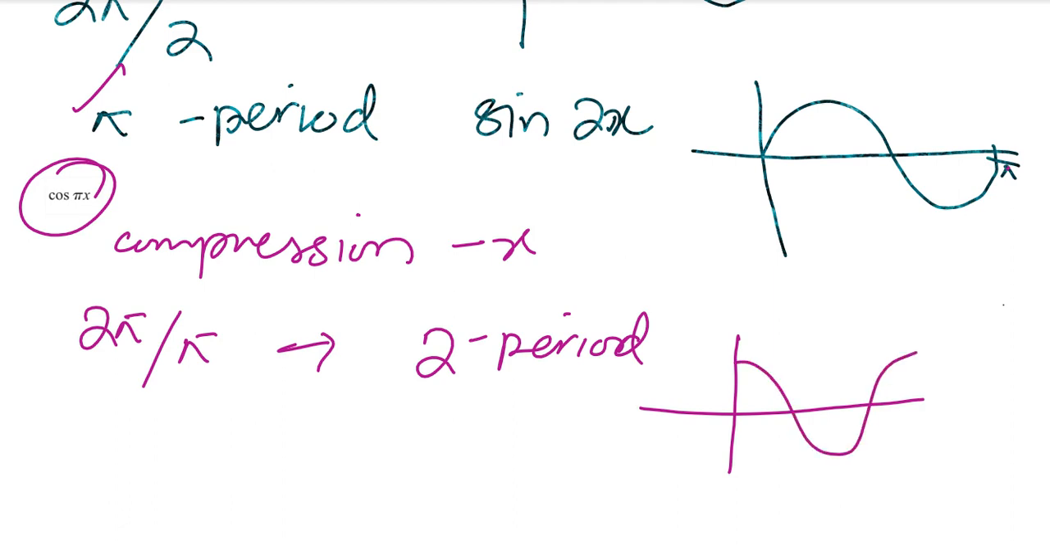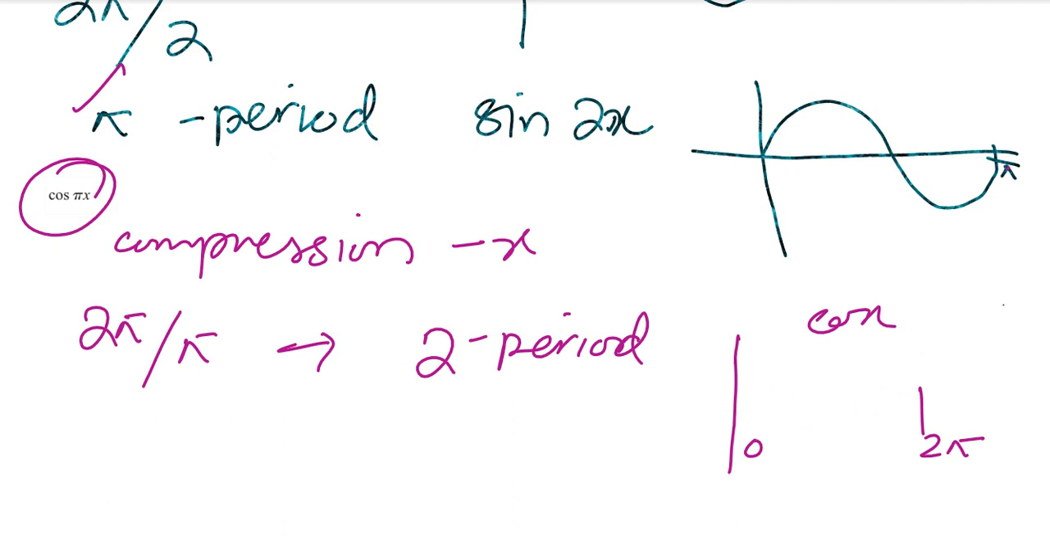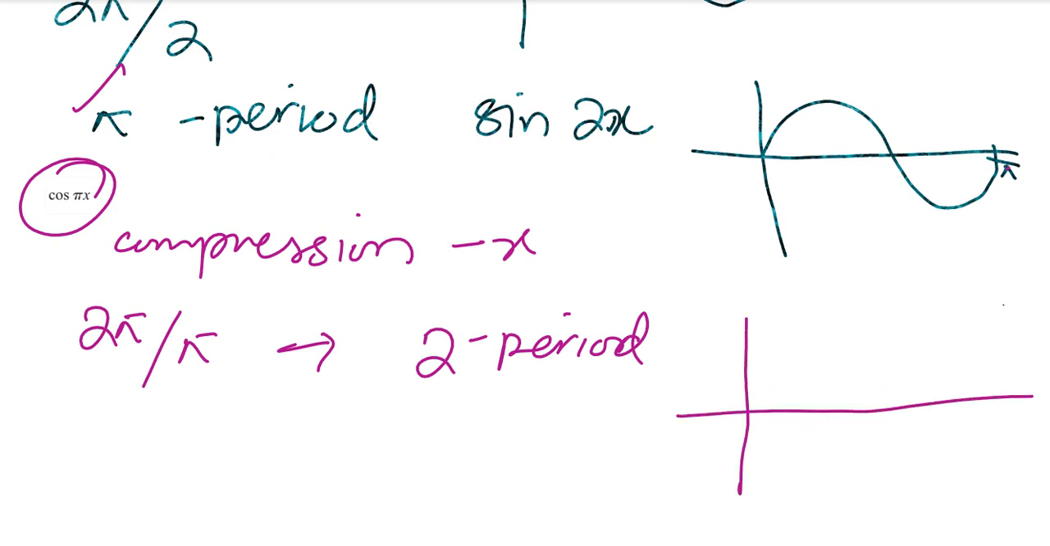So we know about the graph of cos x. It starts from 0 and ends at 2 pi. But now over here we need to draw the graph of cos pi x. That will be in this type of form, and the period will be 2, so the ending will be at 2. So that will be 1, that's the missing point. All right.